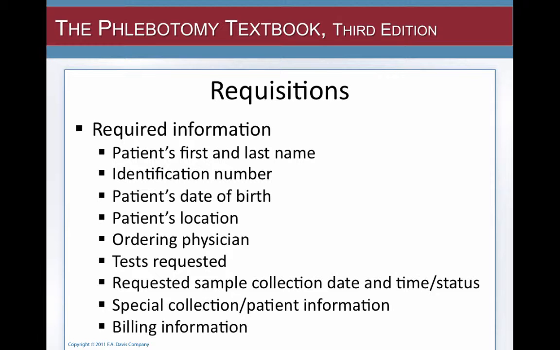It also will have a sample collection date and time if a time is important or if the specimen needs to be collected on a certain date. An example of an important time status would be, let's say an inpatient is getting a blood draw for a CBC every 6 hours. So a phlebotomist has to make sure that they're drawing the blood on time. They want to draw it 6 hours from the time it was previously drawn. So you don't want to be too early or too late on that kind of time status.